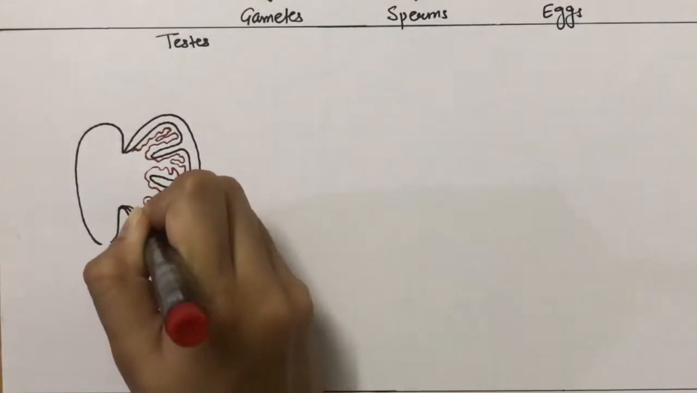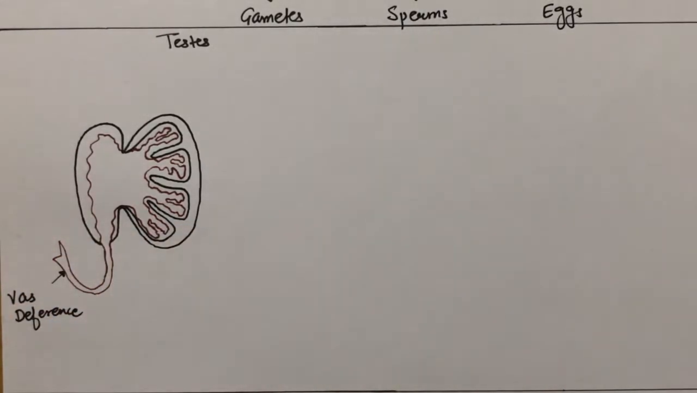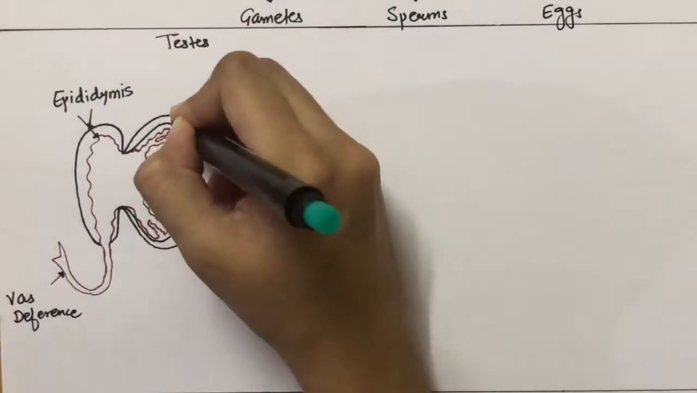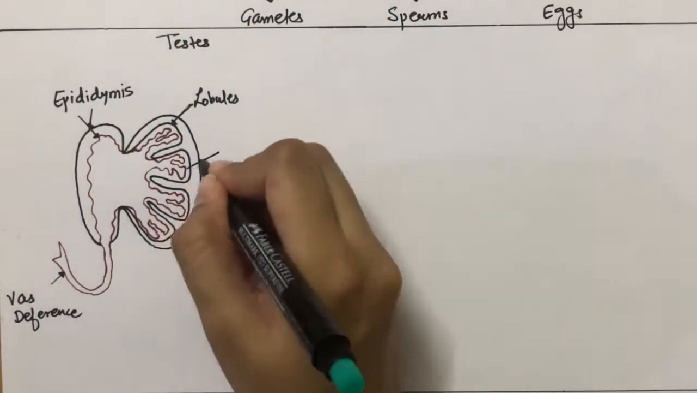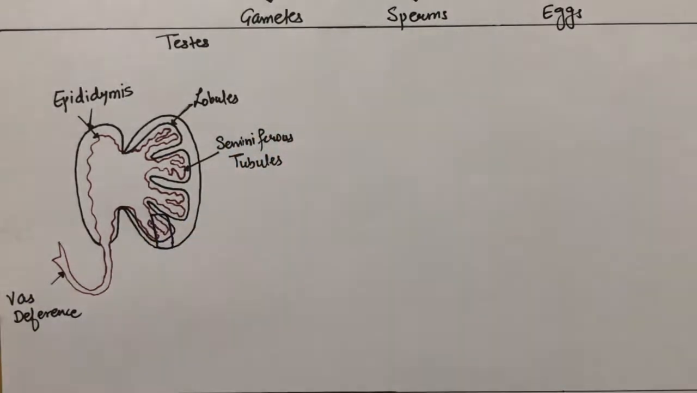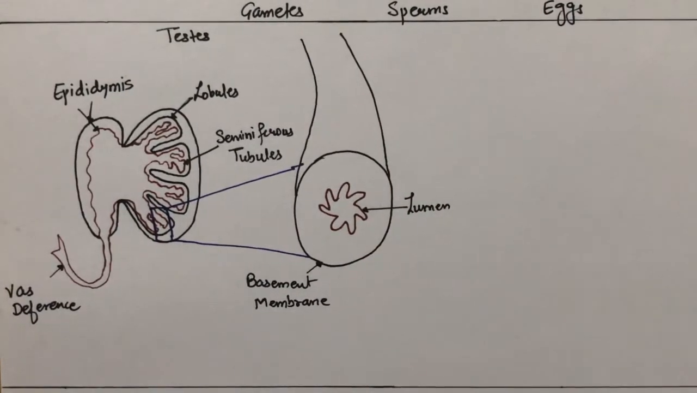Okay, so here is the cross section of testis. This is the vas deferens, that's epididymis, and here you can see a series of lobules, inside which there are numerous thin, tightly coiled tubules called seminiferous tubules. Now, let's look into the cross section of a single seminiferous tubule and see what it has.